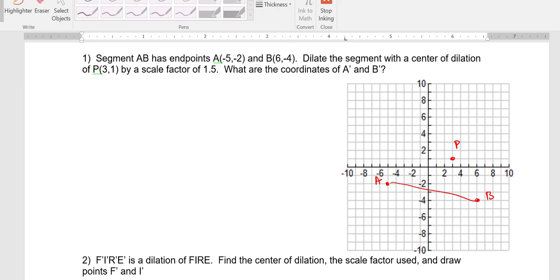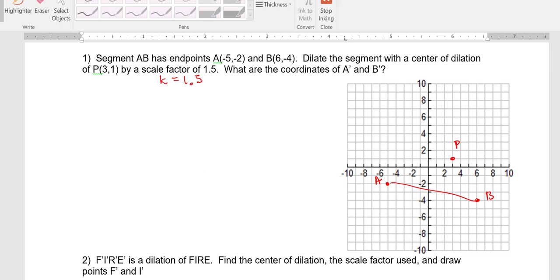Now, what we're going to do is dilate this by a scale factor of k equaling 1.5. Now, if you remember, looking way back at the beginning of the school year, when the k factor is bigger than 1, the resulting transformation is going to be that the figure is going to get bigger. When it's less than 1, it's going to get smaller. And when it's negative, it's going to go in the other direction. So we'll talk about that a little bit as we approach this problem.